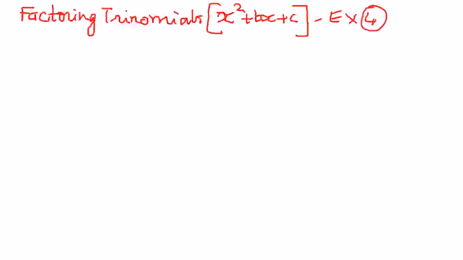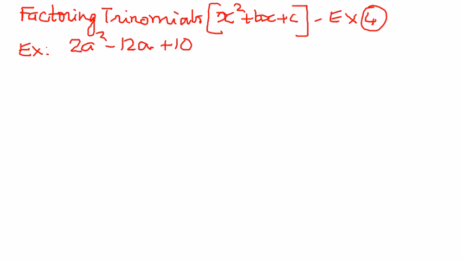Welcome to my presentation. In this presentation, let us look at some examples related to factoring trinomials of the form x squared plus bx plus c. Let us see an example. Let us say we have a trinomial of this form: 2a squared minus 12a plus 10. We want to factor this trinomial completely.